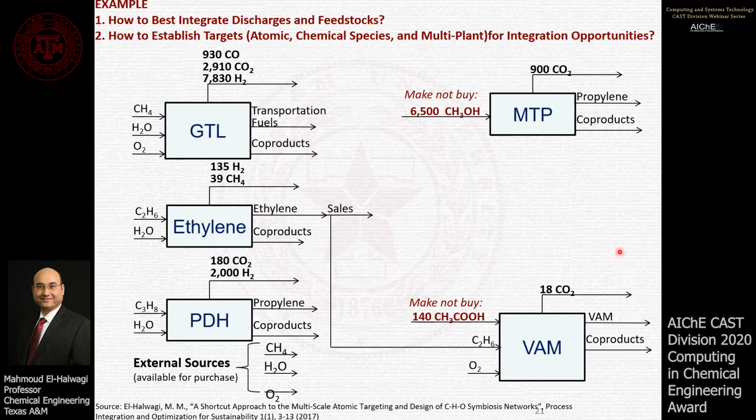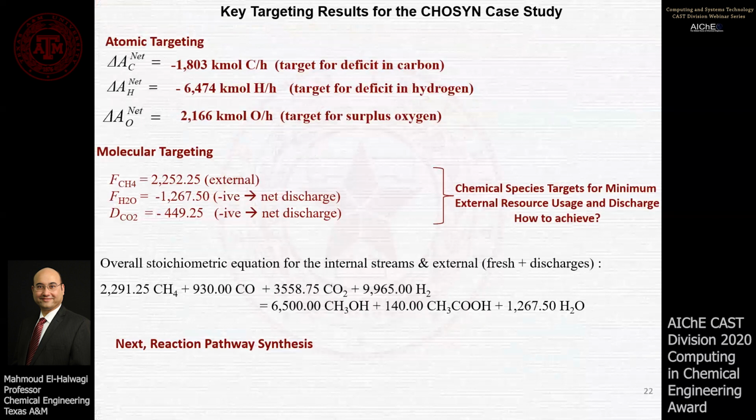Now, one possibility is that we can look at collecting those discharged wastes and converting them into value-added products, specifically in this case, to create methanol and acetic acid and make those feedstocks instead of buying them from the market, if there is a case to be made for such a proposition. So I'll show you briefly key results.